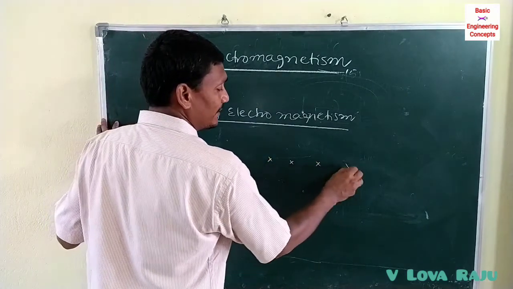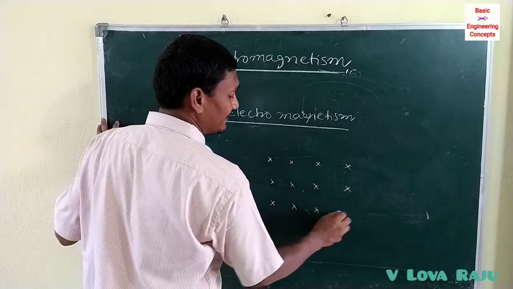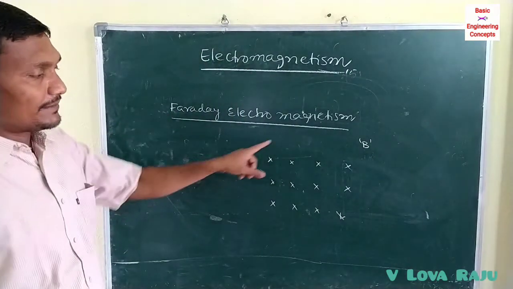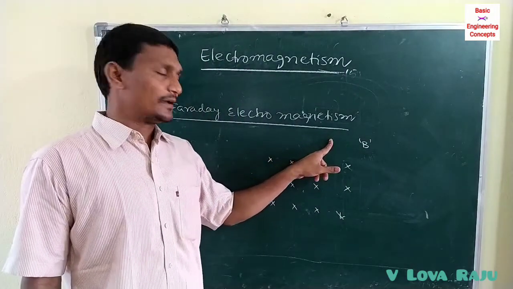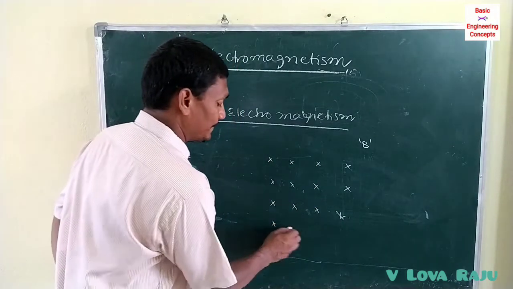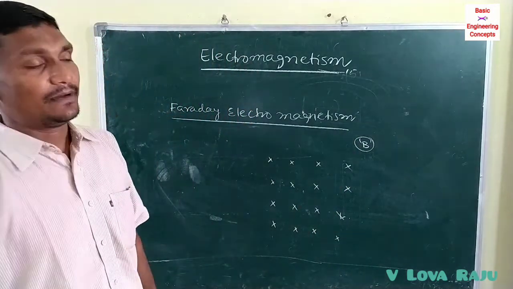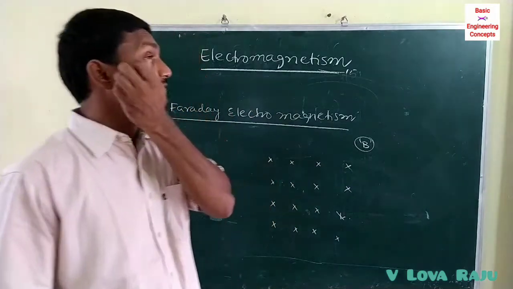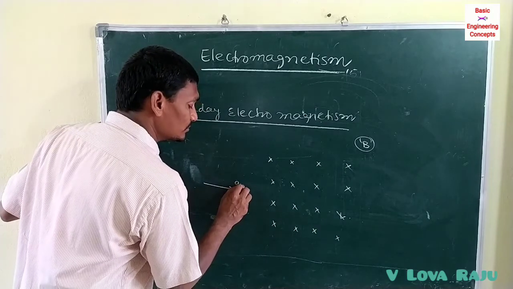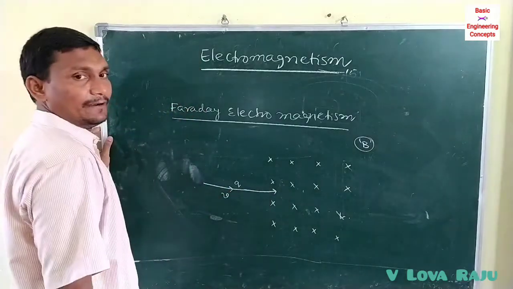A magnetic field in which the magnetic flux density is the same is called a uniform magnetic field. A magnetic field in which the magnetic flux density B remains the same in direction and magnitude is called a uniform magnetic field. The magnetic field in which the magnetic flux density changes, either in direction or magnitude, is called a non-uniform magnetic field.